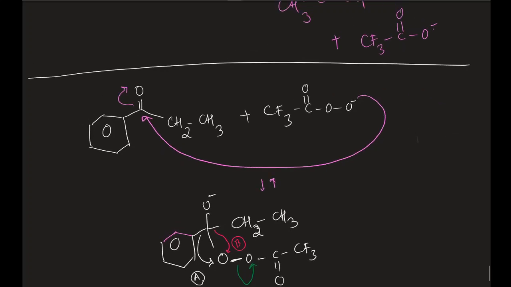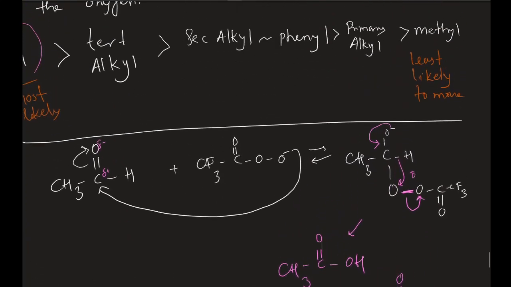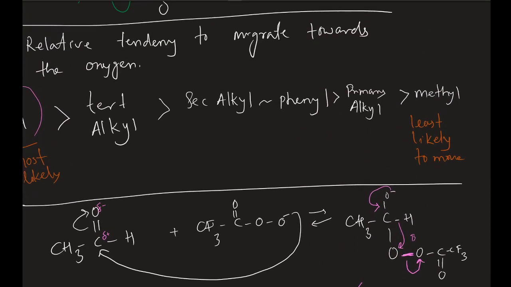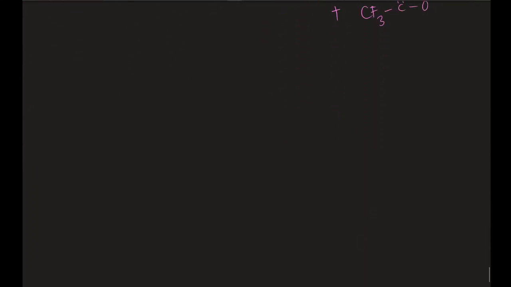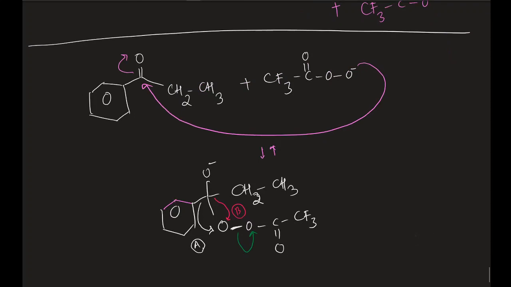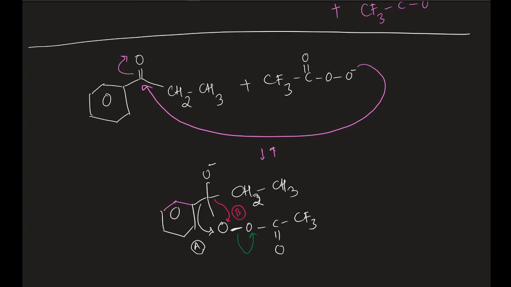So if you go back to that same chart, the primary alkyl has the lesser tendency. Phenyl, on the other hand, has higher tendency to move. So we will move the phenyl group. So option A is more likely to happen. So let me erase option B.